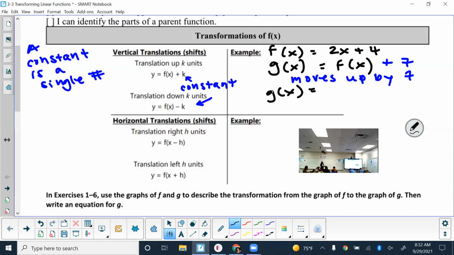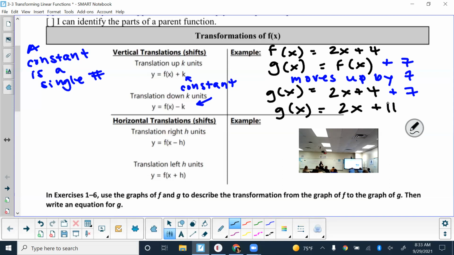since g of x is f of x, what does f of x equal? 2x plus 4, it's f of x plus 7. So you write down what f of x equals and put plus 7. And then you're just combining like terms. Does 2x have a like term that I need to combine it with? So I just write 2x, and then 4 plus 7, what's that?